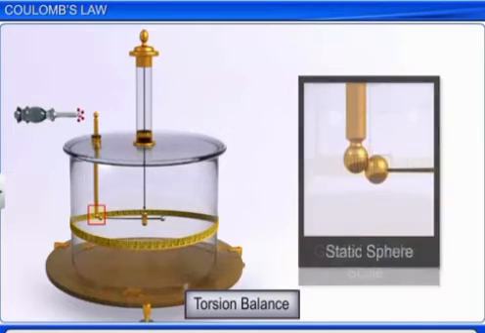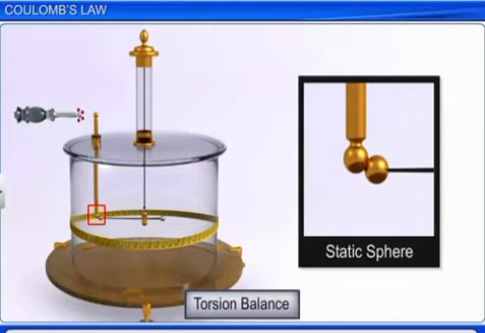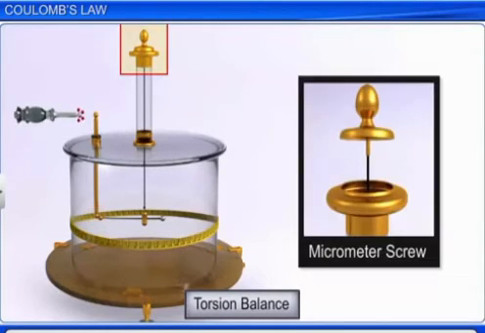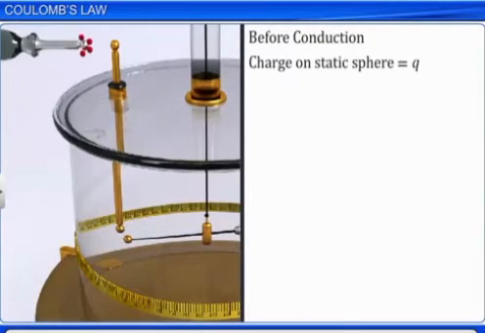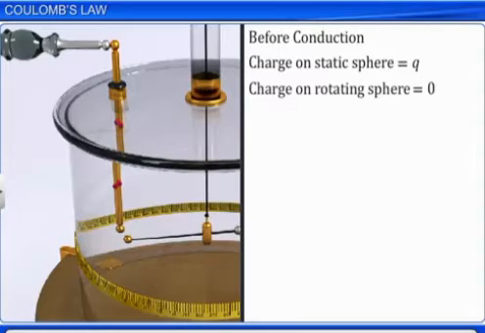Another static sphere, which is identical in size to the metal-coated ball, is placed at the zero mark. A micrometer screw at the top helps adjust the distance between the free and rotating spheres. The static sphere is first given a charge Q by bringing a charged object in contact with it. Then, the rotating sphere is brought in contact with the static sphere using the micrometer screw.